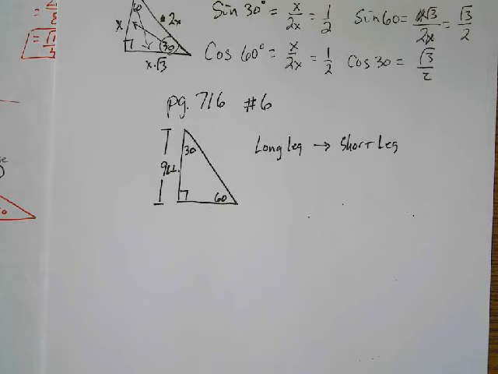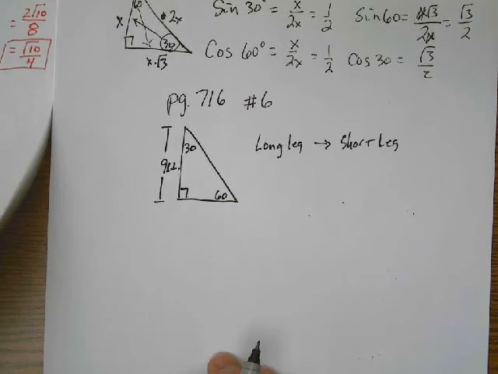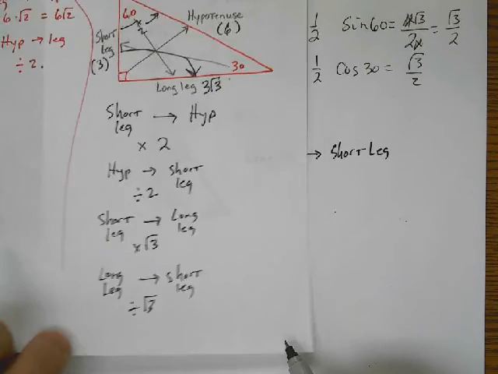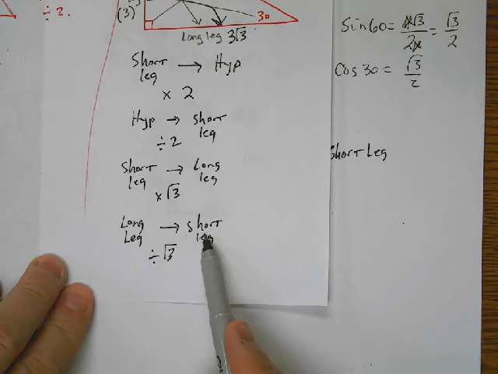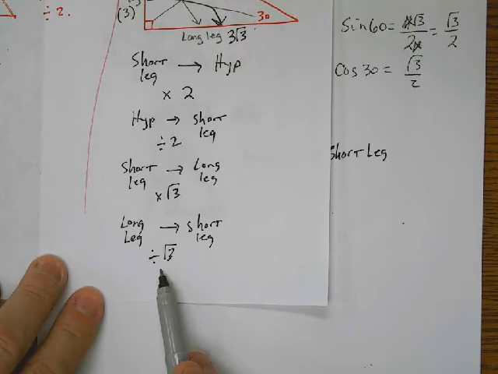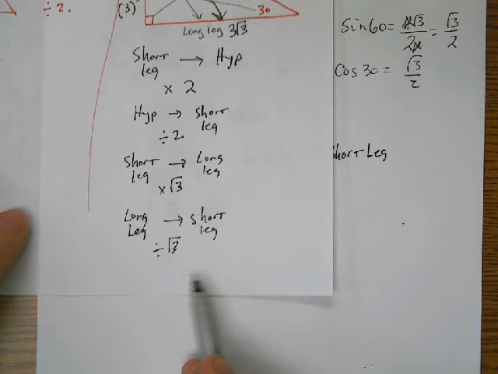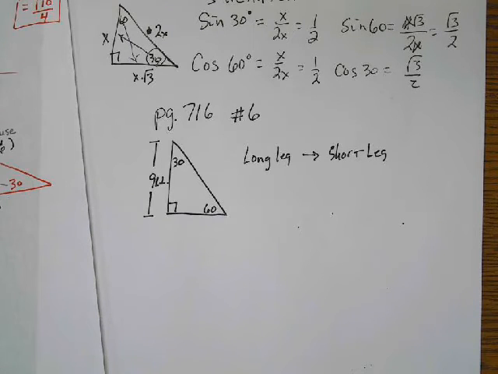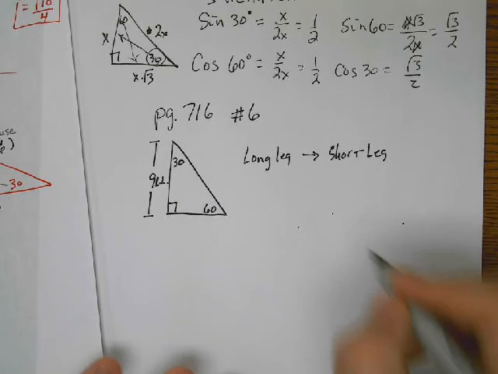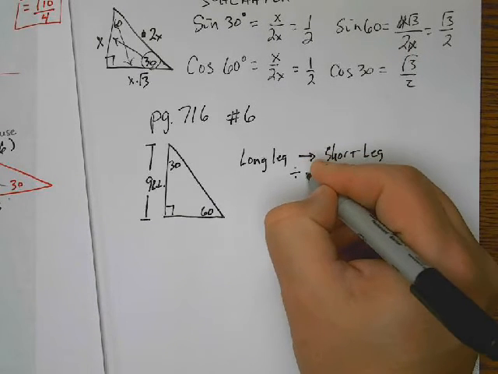So the long leg to the short leg, what do we have to do? You may not remember, so take a look. Divide by radical 3. If you don't remember, look at the chart above Keegan's head. You see where it says A radical 3? And then go to A, what would you do? You divide by radical 3.